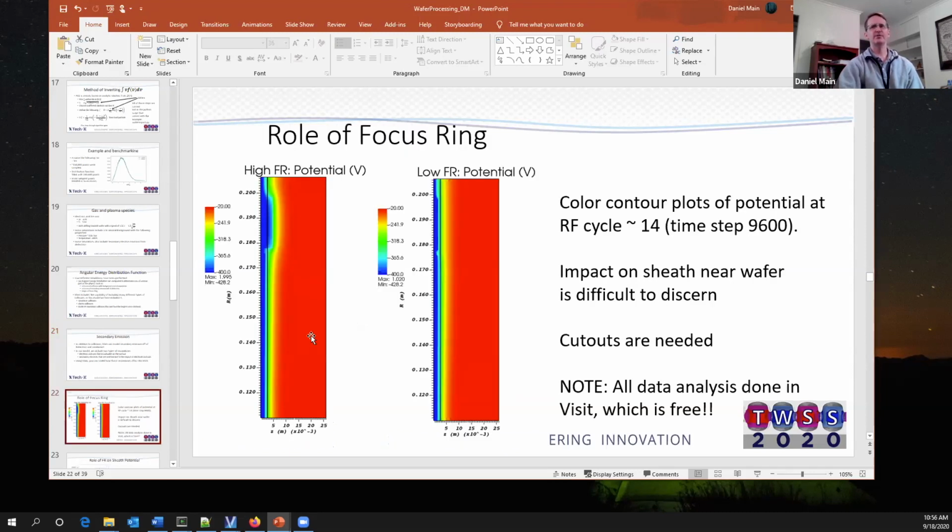So let me now get into the results. My first study was, I just compared two different simulations with two different focus ring heights. So this is the focus ring here, and you can tell on the right that the focus ring is lower. This is after about 14 RF cycles. And we'll look quantitatively at how this impacts the sheath, but we'll need some cutouts. A lot of this data analysis I did in VisIt, which you can call directly from VSim to get more flexibility.